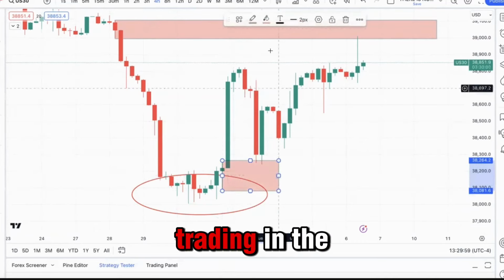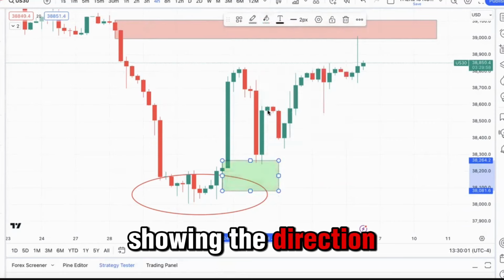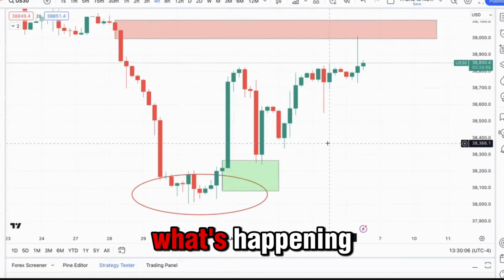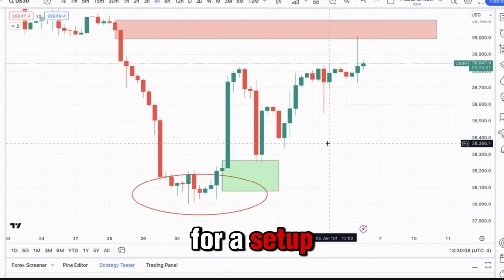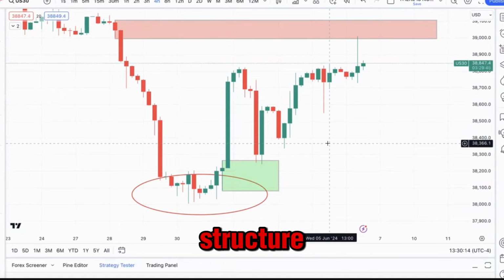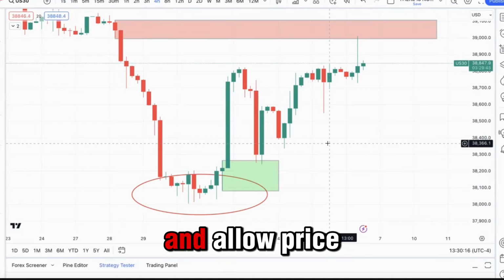So if you're trading in the market and you're not sure of the direction, allow price to move so that you get an understanding as to what's happening. Sometimes we're looking for a setup and we haven't allowed candles to form. We haven't allowed price to move. We haven't allowed price to break structure. So take a step back and allow price to move.